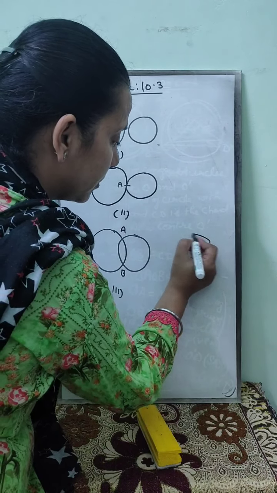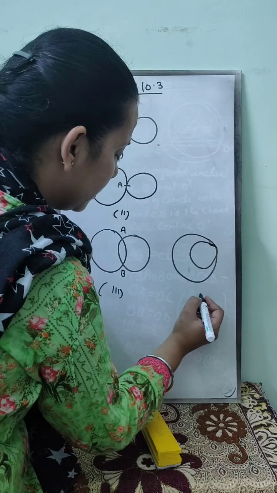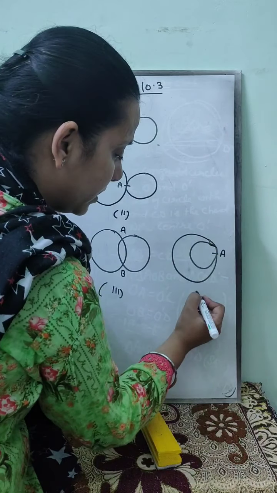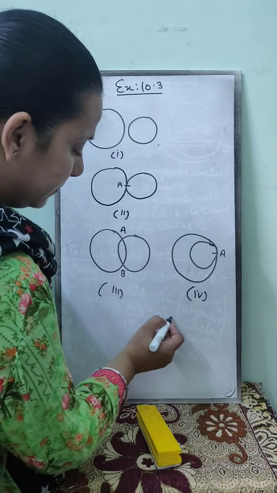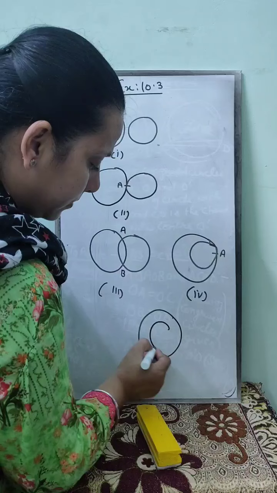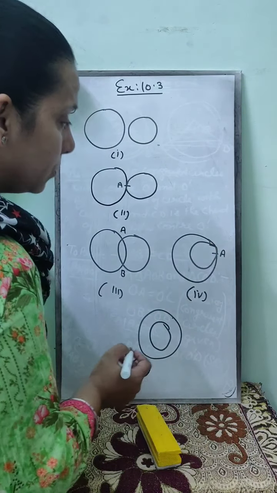Then diagram 4 is this circle coming inside the larger circle and touching it at only one point, clear? And in diagram 5, this circle will be inside of this circle and there is no common point.